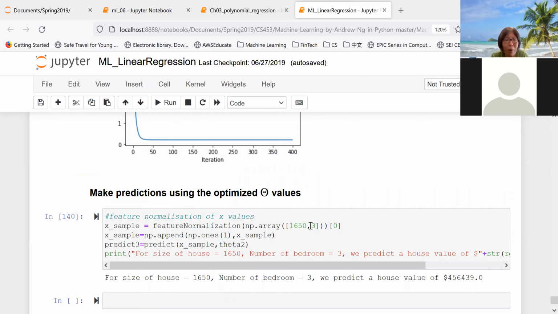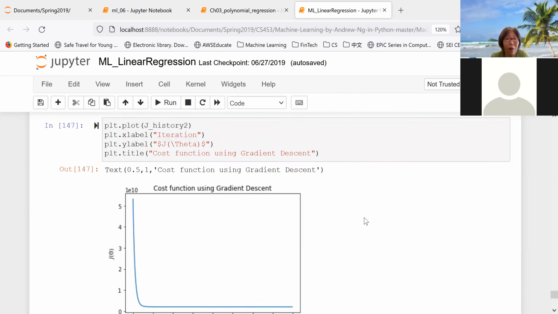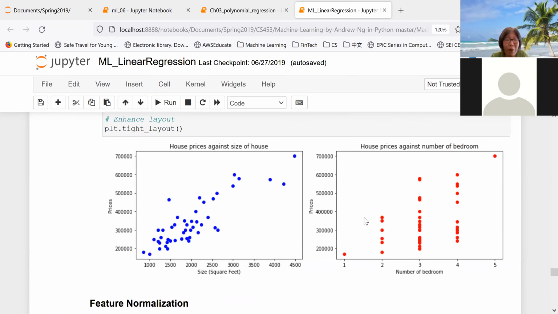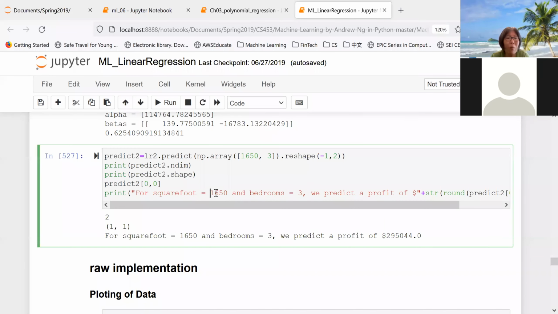1,650 square feet and 3 bedrooms. The price is 400 something K. The previous one, we do the same. You can see these two, the raw one and the one we use from sklearn, but we didn't do data scaling. The prediction results differ quite a lot.